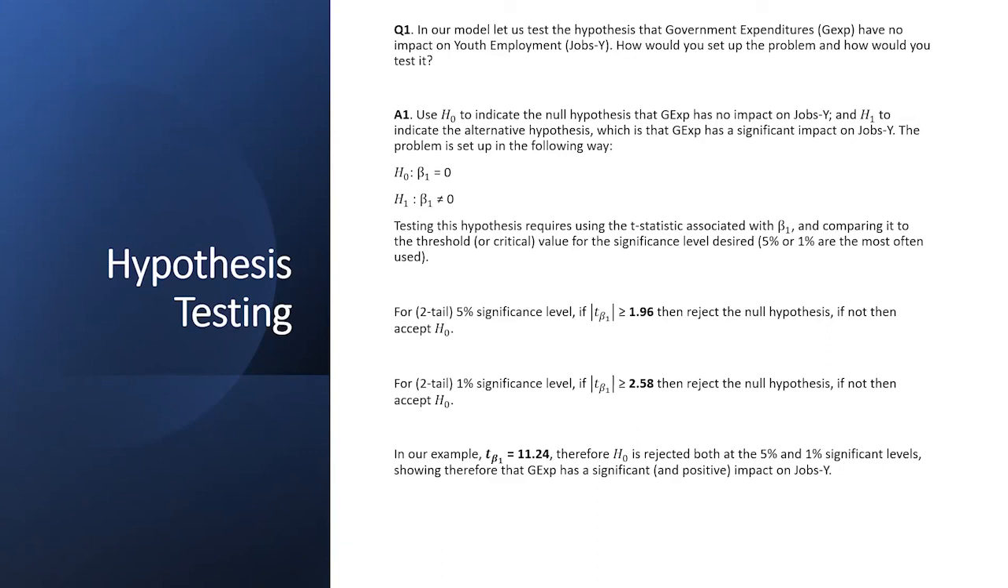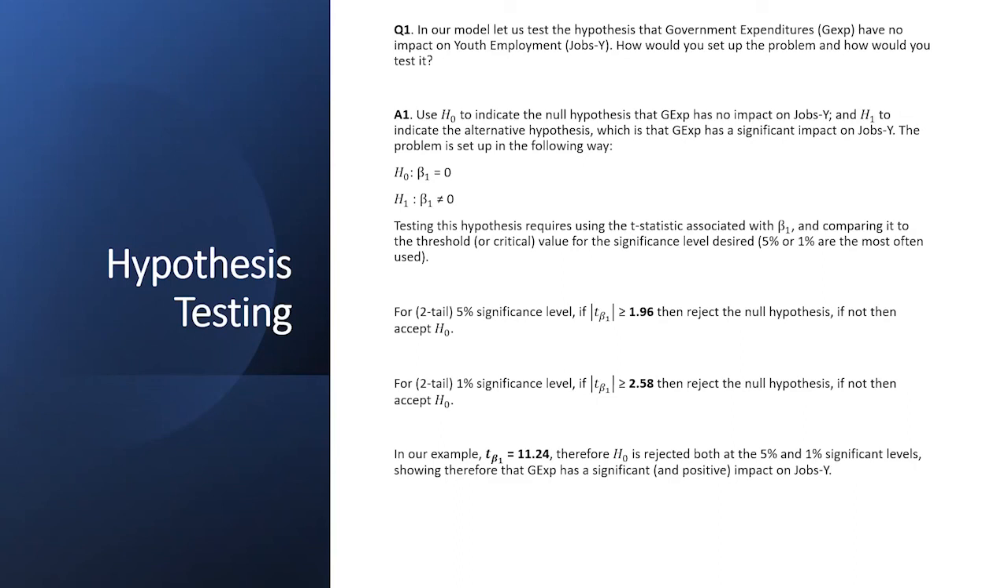we are saying, let's test the hypothesis that government expenditure has no impact on jobs Y. Okay, the alternative hypothesis would be that yes, there is an impact. Okay, all right. So H0 is beta 1 is equal to 0, and H1 is beta 1 is not equal to 0.